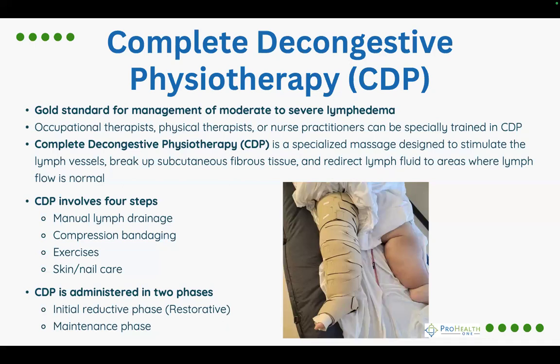Again, those 4 components are doing that manual lymph drainage with the massages, doing very good compression bandaging, a very good exercise regimen incorporated with the compression, and then very good skin and nail care. Complete decongestive physiotherapy is usually done in 2 phases. There's an initial reductive phase, when you first see the patient and you're trying to establish them and get things going. And then there's a maintenance phase.